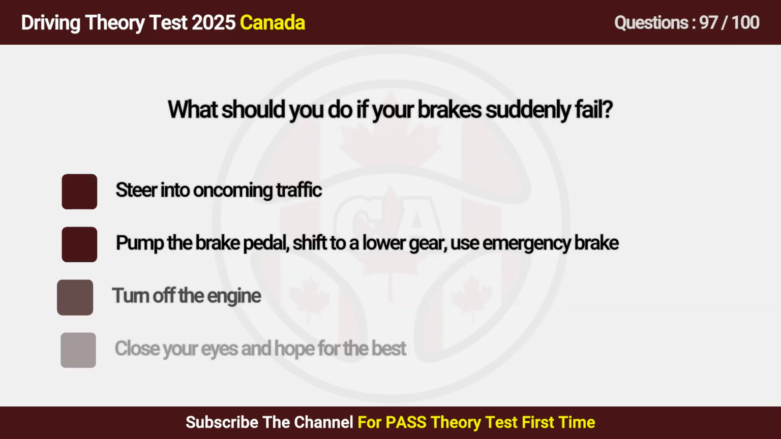Question 97. What should you do if your brakes suddenly fail? A. Steer into oncoming traffic. B. Pump the brake pedal, shift to a lower gear, use emergency brake. C. Turn off the engine. D. Close your eyes and hope for the best.